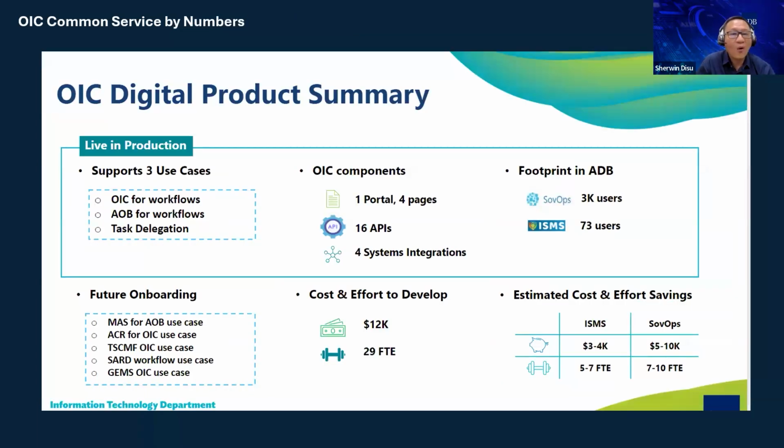To date, the OIC common service supports three use cases, namely OIC for workflows, acting on behalf of workflows, and task delegation. It's already being used live in production in two digital products with combined users of around 3,000. A quick calculation of cost and effort savings from the reuse in the two digital products yields quite the figures, which would be further magnified once five more consumer applications in the pipeline become live as well.